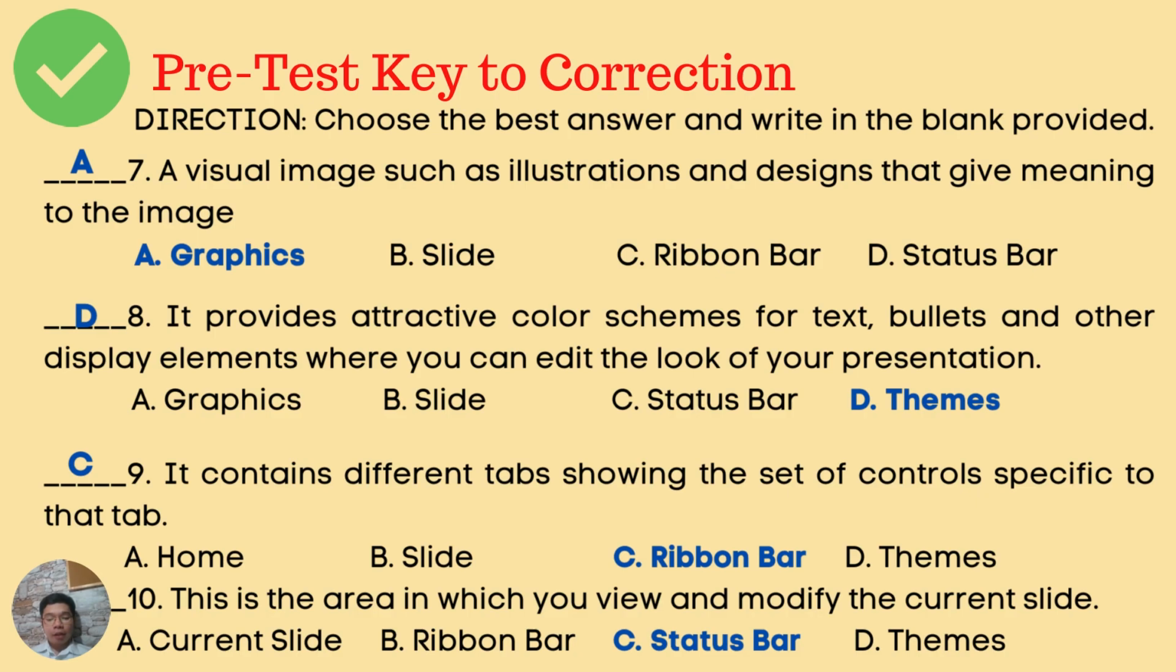9. It contains different tabs showing set of controls specific to that tab. The answer is letter C, ribbon bar. And number 10, this is the area in which you can view and modify the current slide. The correct answer is letter C, status bar.